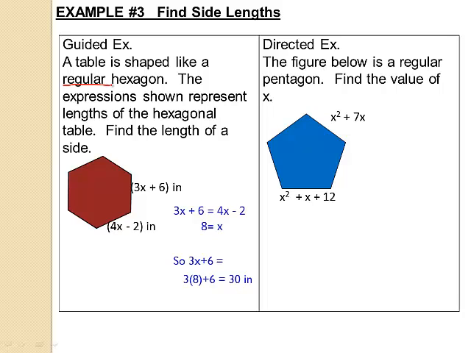For the next figure, you have a regular pentagon. It's regular, so all the side lengths are the same. We set them equal to each other. Now, this can be a little intimidating because you see the x squareds here. The great thing is that when you set them equal to each other, the x squareds cancel out, and you just solve for x. That's what we're asked to do. So x is equal to 2. And that's it.